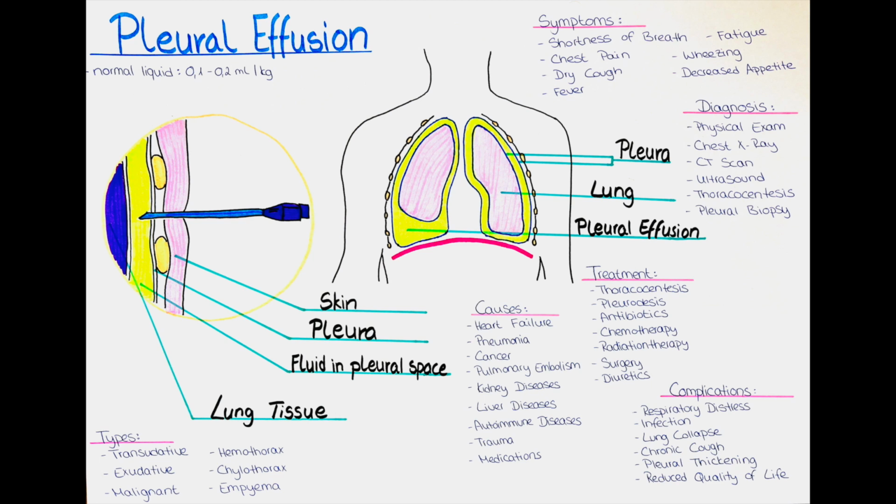Also, injuries to the chest can lead to a buildup of blood or other fluids in the pleural space. Certain medications, such as chemotherapy drugs, can cause pleural effusions as a side effect. And in some cases, the cause of pleural effusion may not be known, known as idiopathic pleural effusion.